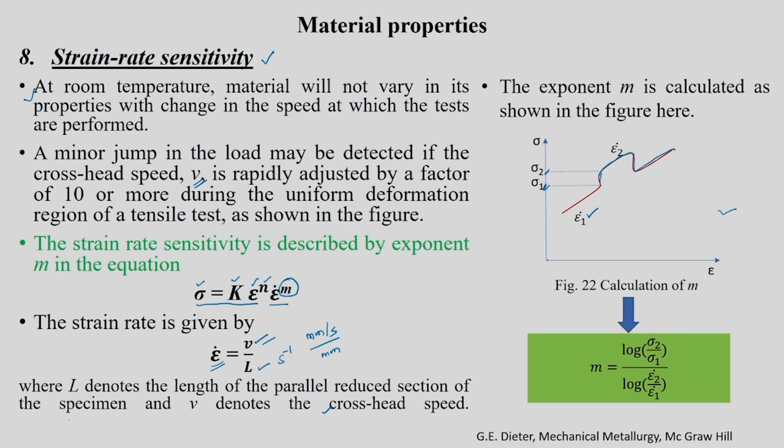So how do you calculate this m, which tells you the effect, as given in this diagram? Of course, this diagram was already explained. If you change the strain rate from epsilon 1 dot to epsilon 2 dot, there will be a slight change in flow stress from sigma 1 to sigma 2, and m can be calculated using this equation: m is equal to log of sigma 2 by sigma 1 divided by log of epsilon 2 dot divided by epsilon 1 dot, where sigma 2, sigma 1 and epsilon 2 dot and epsilon 1 dot are the corresponding changes in flow stress and strain rates.